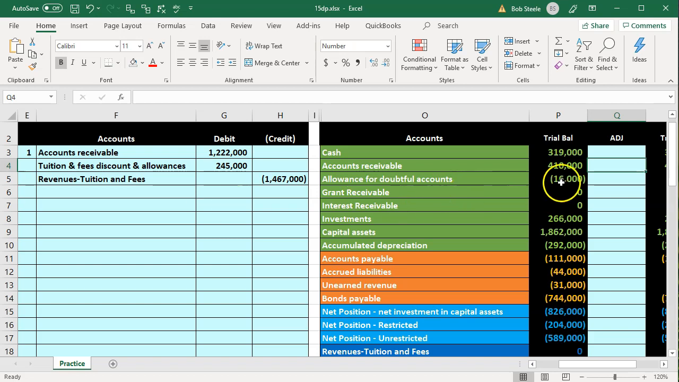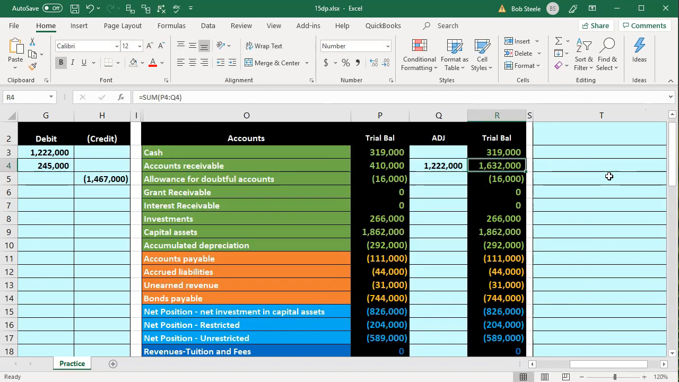We're going to be posting it into the middle column. We are going to post it to cell Q4. So within Q4, we will say equals, scroll over to the $1,222,000 and enter. That's going to increase the accounts receivable.